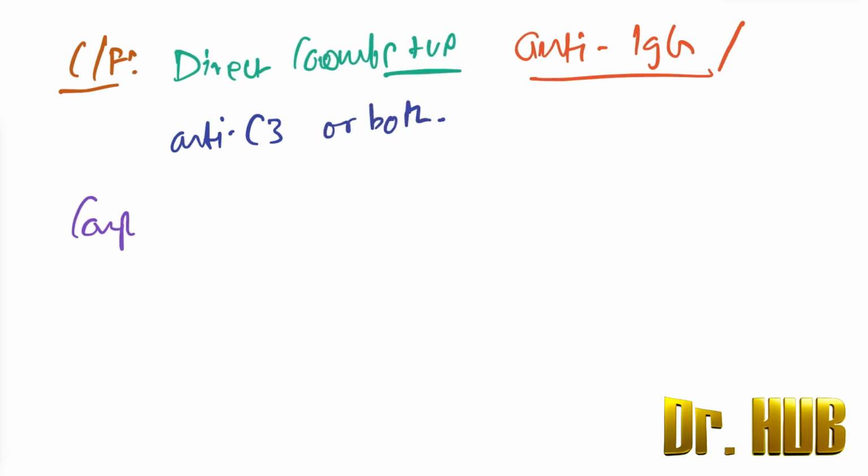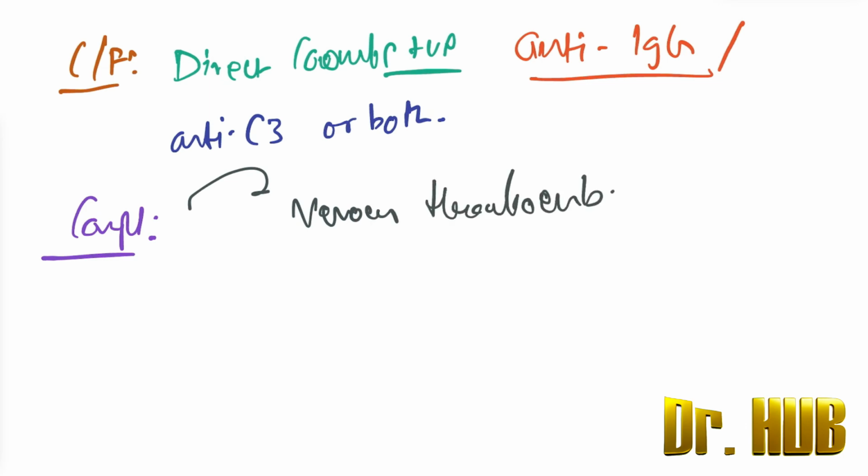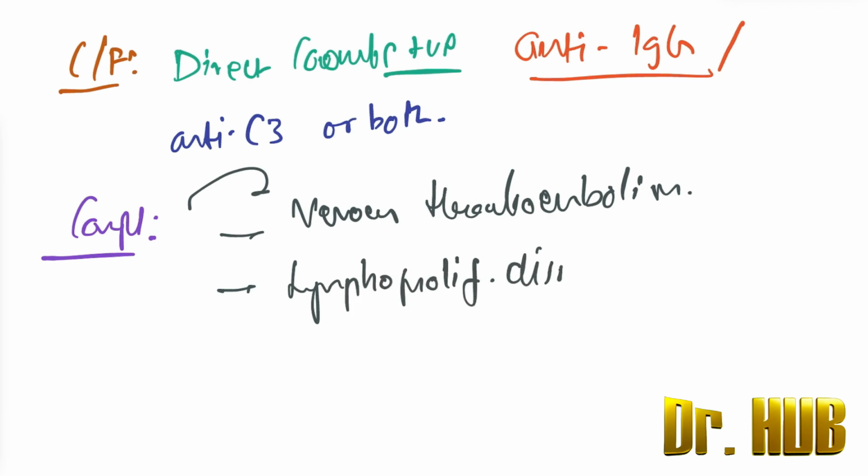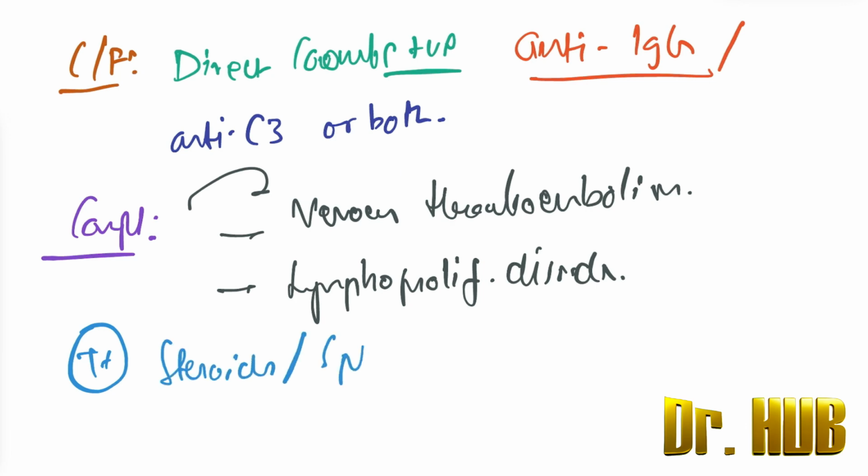Next we move on to the complications. What is present in the complications? They can be venous thromboembolism. Then there is also the presence of lymphoproliferative disorders. Then how do you treat this warm agglutinin AIHA, that's autoimmune hemolytic anemia? By the administration of steroids. Next there is also the splenectomy as well as rituximab.